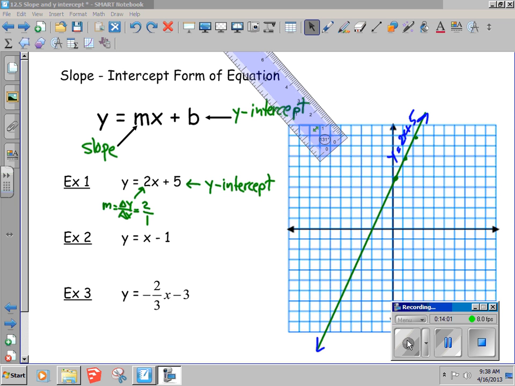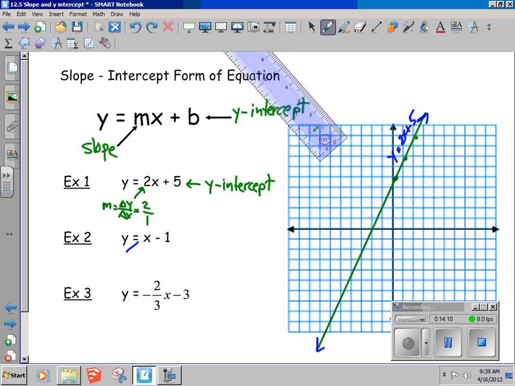All right, example 2. y equals x minus 1. The number in front of x is supposed to be the slope. What number is there? 1. Remember the invisible coefficient? When you can't see it, it's a 1. So the slope here is 1. But I need a fraction, so how can I write 1 as a fraction, Capone? 1 over 1. So my slope is 1 over 1.